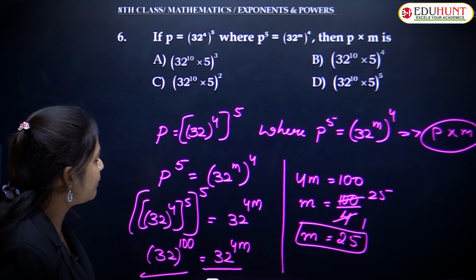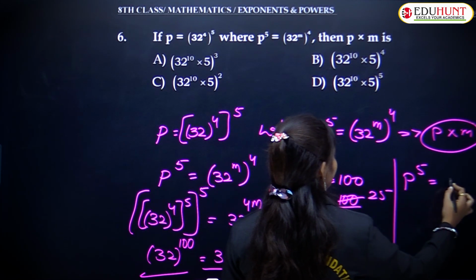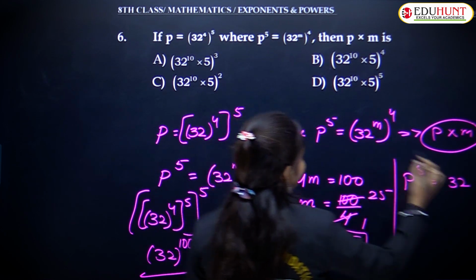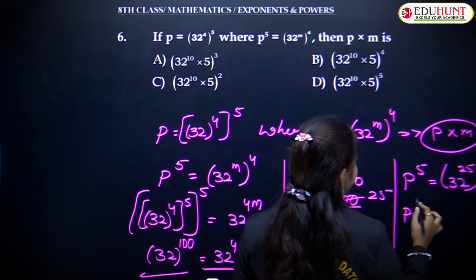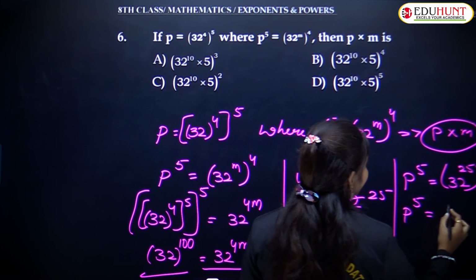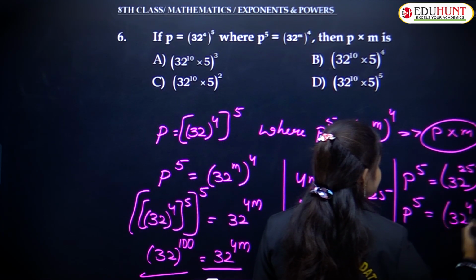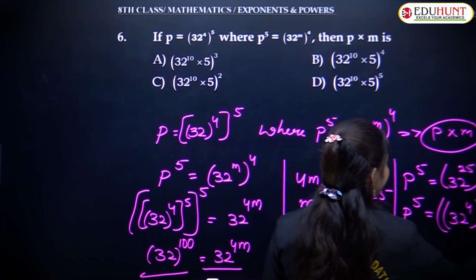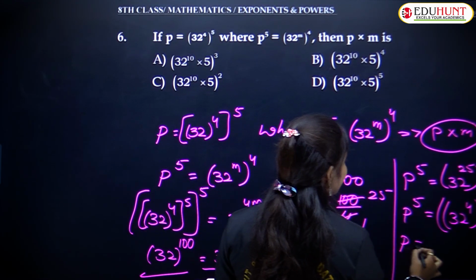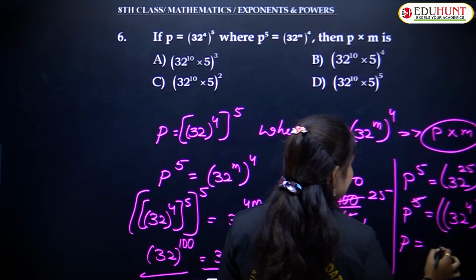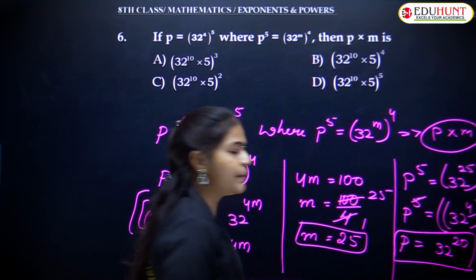Okay, so from this we can substitute in P power 5 is equal to (32 power m) whole power 4, where m is equal to 25, no? So (32 power 25) whole power 4. So we can write this as P power 5 is equal to 32 power 4, and here (power 5) whole power 5. So what is the value of P here? 5 and 5 get cancelled. So P is equal to 32 power 4 times 5, that is 20. So this is the value of P.